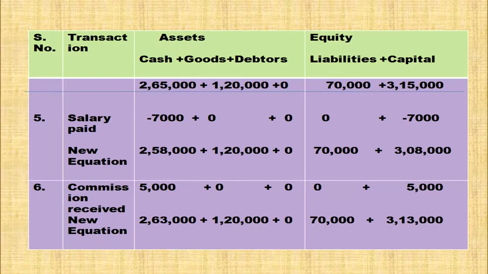Commission received, income is coming inside the business, so cash is increasing, capital is increasing. In the cash column add 5,000, in the capital column add 5,000. Then you will get the new accounting equation as cash worth rupees 2,63,000 plus goods worth rupees 1,20,000. That is a total of 3,83,000 on the asset side, and liabilities plus capital also 3,83,000: 70,000 liability and 3,13,000 capital.